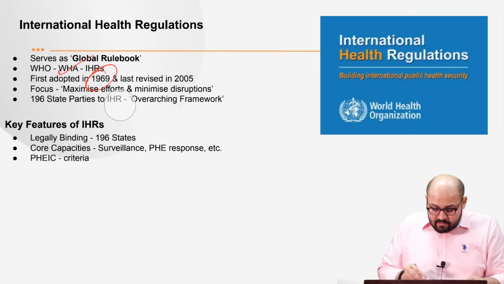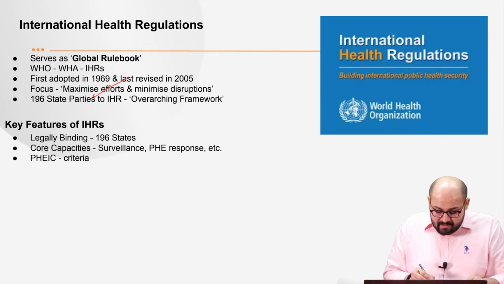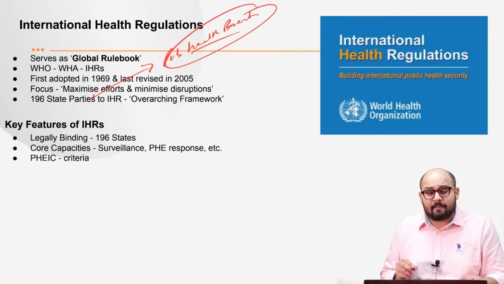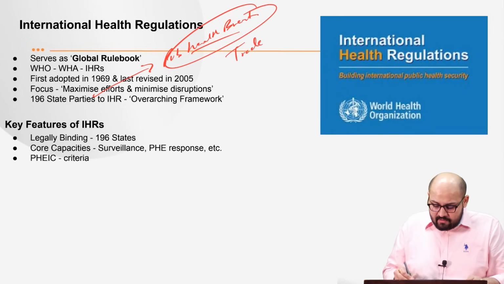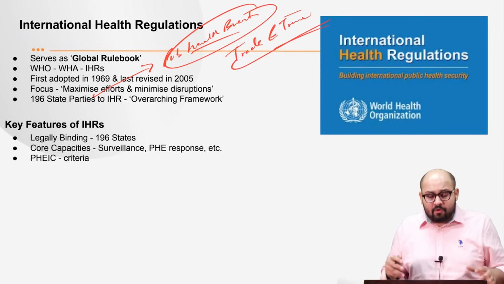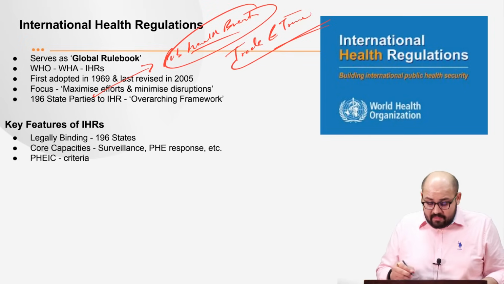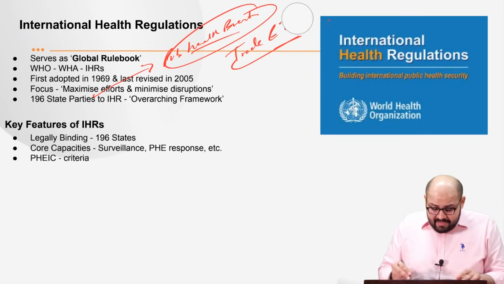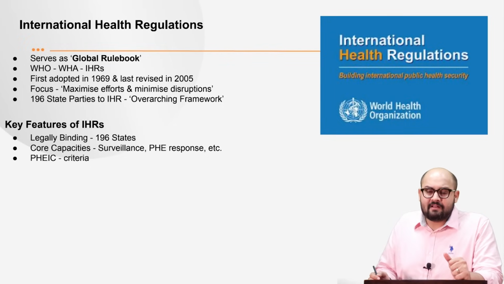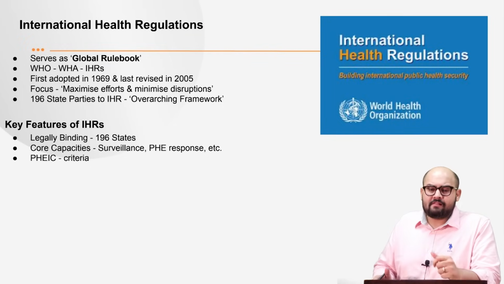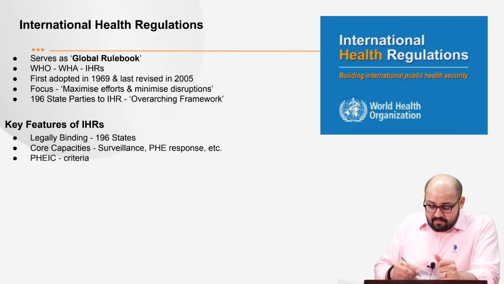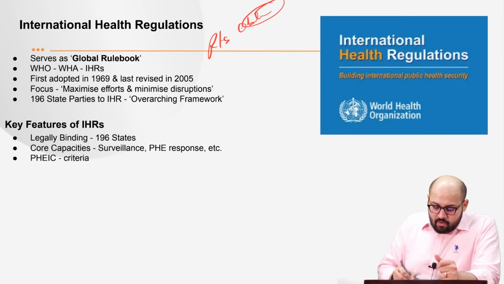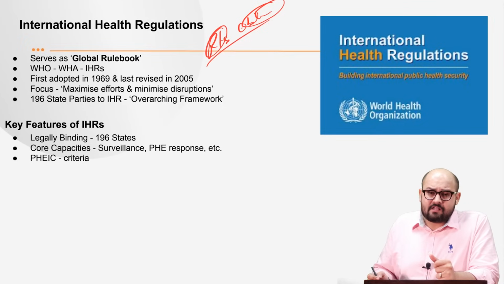Now, the focus of these regulations is to maximize efforts when it comes to dealing with public health events, and then to minimize the disruptions with respect to trade and travel. Now, 196 state parties are there to the international health regulations, and an overarching framework is drawn, which defines the rights and obligations of these states with respect to dealing with such public health emergencies.